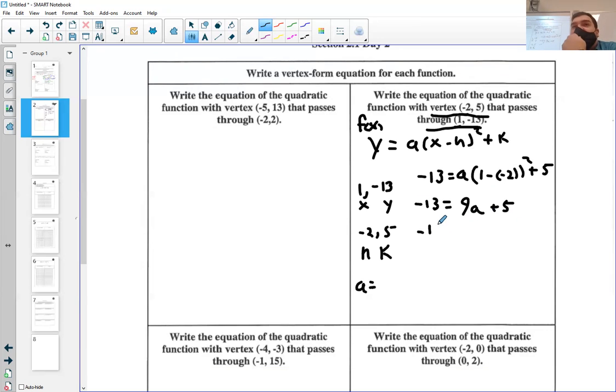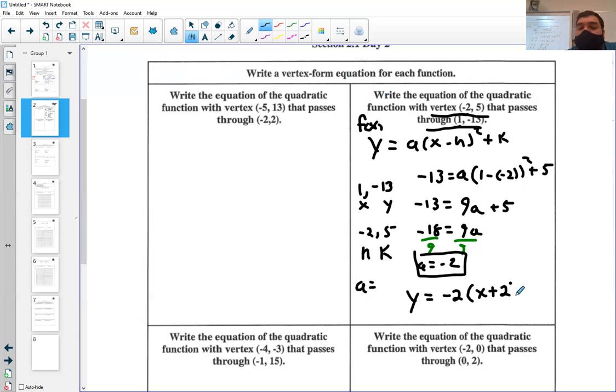Minus 5 on both sides, negative 13 minus 5 should be a negative 18 equals 9a. Divided by 9 on both sides. Good. Your a value is negative 2. Remember, though, I want the actual equation. So you found the a value. To get that final point and get your full credit, y equals negative 2 parentheses x plus 2 squared plus 5. You want to write that final equation.